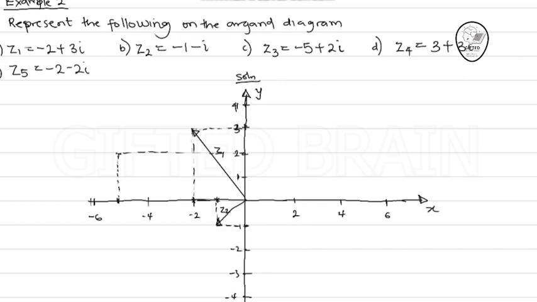So we can go ahead to join to the origin. So this is our z3. Again, our z4. The z4 is 3 plus 3i. 3 on the positive x-axis, so somewhat here, and 3 on the positive y-axis, somewhat here. So I can join those 2 points together now.